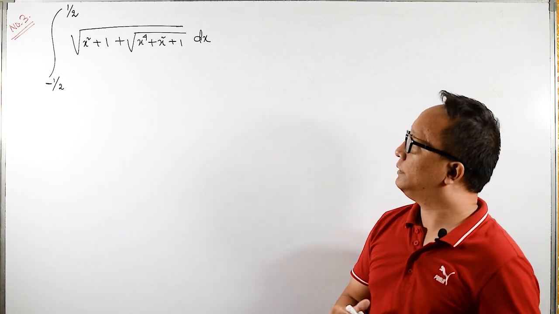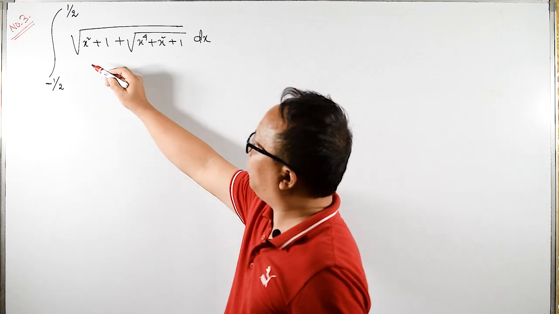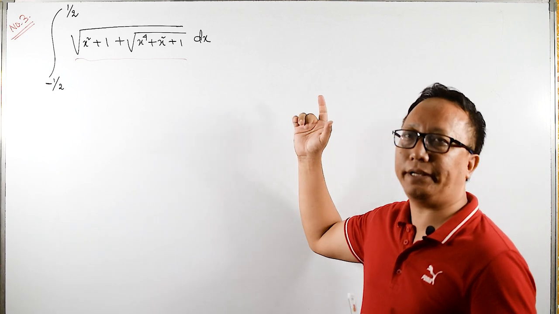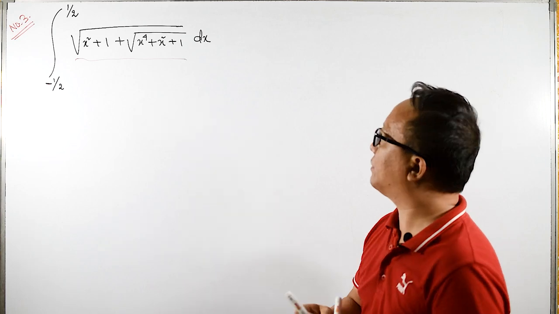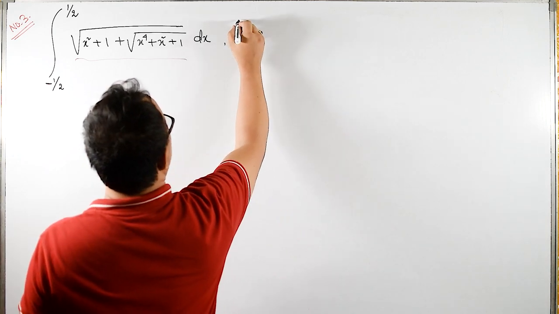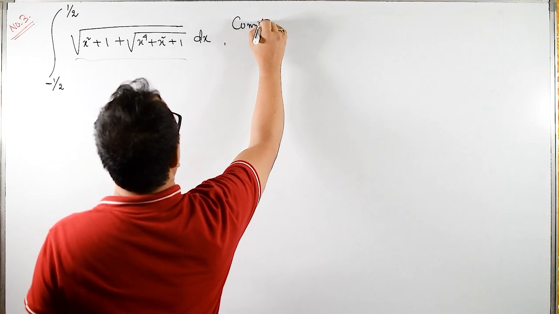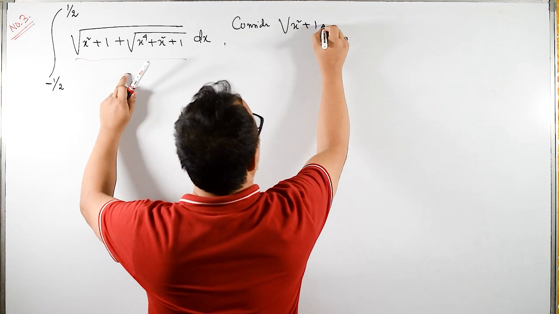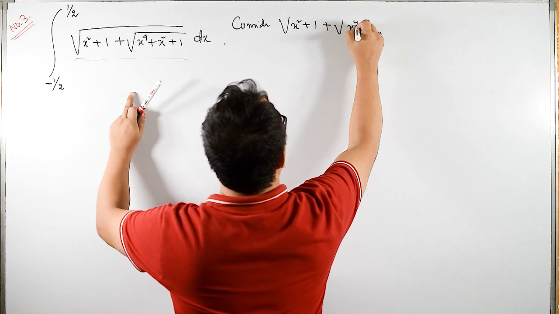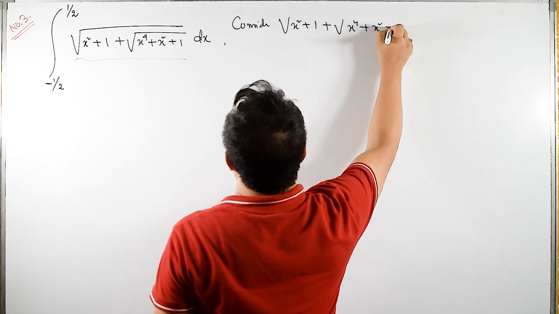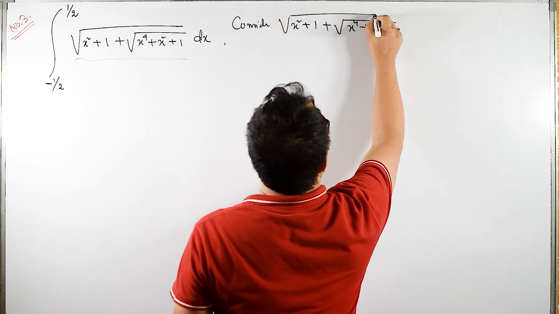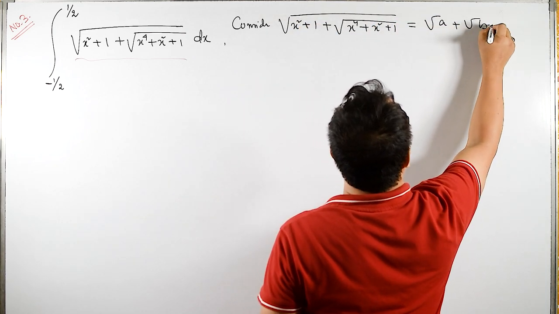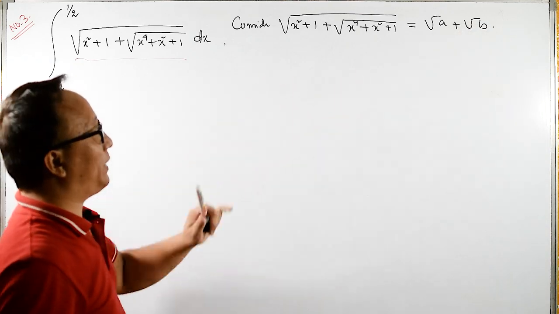Welcome back. This integral, I will consider the whole d equals square root of a plus square root of b, and we will find a, b in terms of x. So let's consider square root of x square plus 1 plus square root of x4 plus x square plus 1 equals square root of a plus square root of b. So we need to find a, b in terms of x.